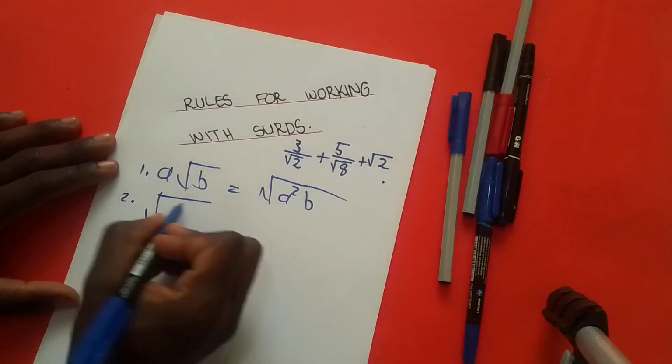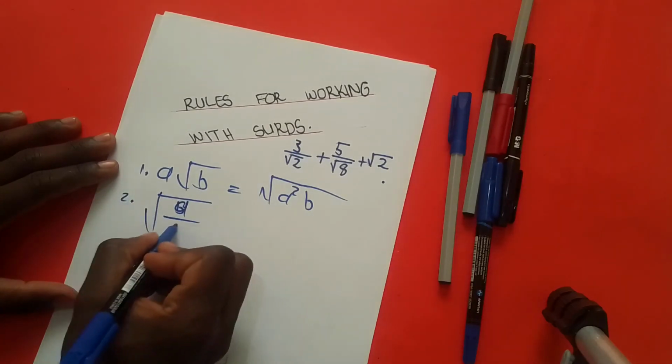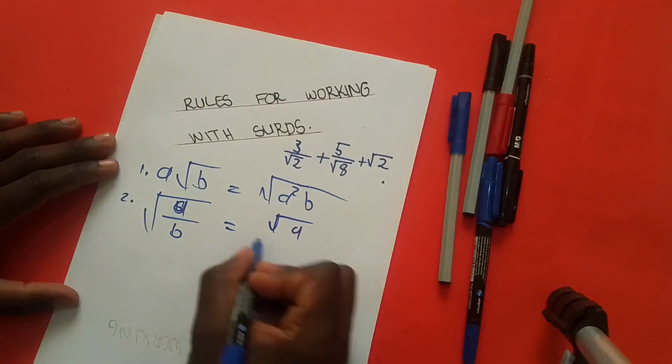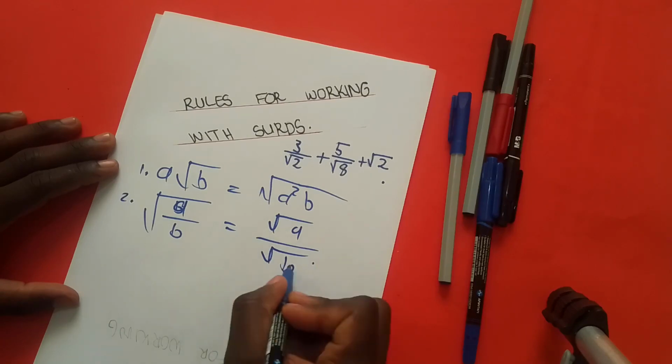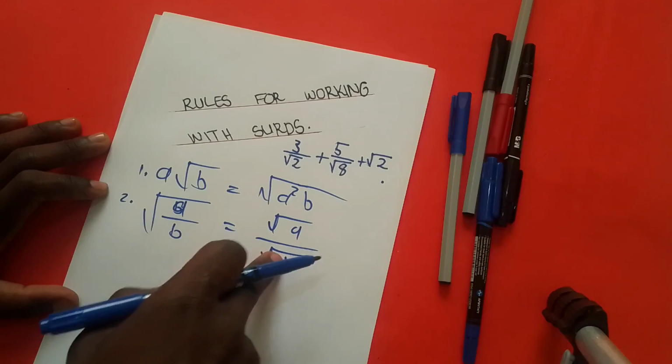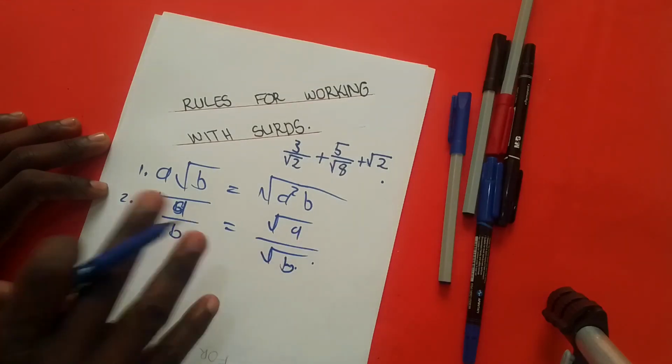Let's say we have root of a over b. This is equal to root a over root b. Okay, so root of a over b is just the same as root a over root b. This is just the same.